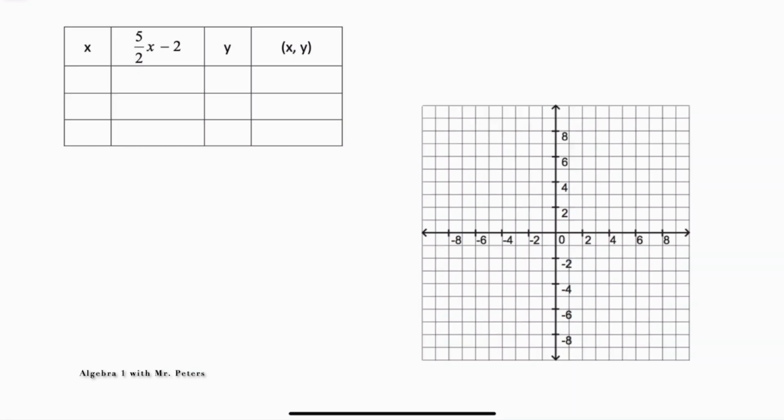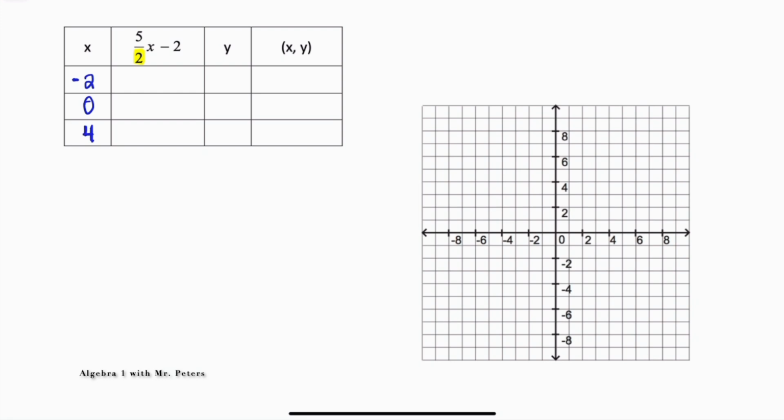In the next example, they give us an equation where we have a fraction. And we also notice that they don't provide the x values for us. So when we have a problem like this, we're going to pick x values that are divisible by the denominator, which is 2. So we're talking about x values such as negative 2, 0, and positive 4.